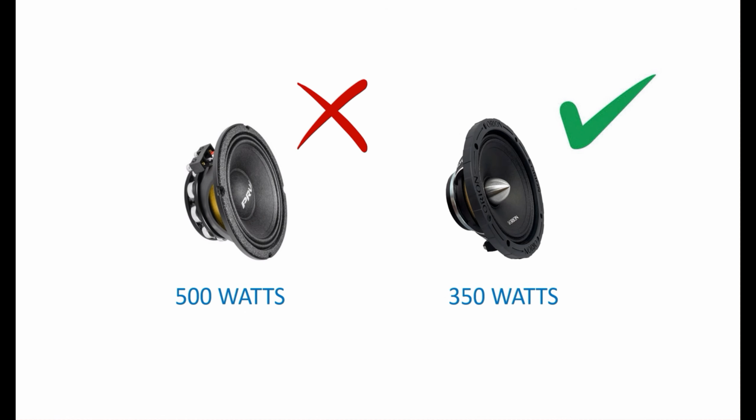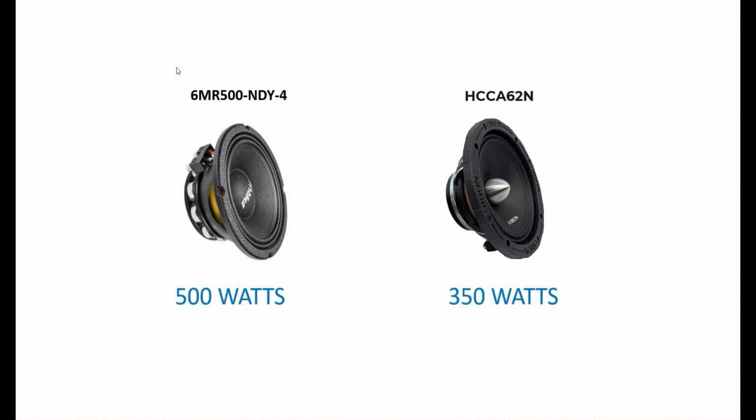Okay, so now that we've covered the major concepts around speaker wattage, let's go back to our original example where we had the two speakers, one at 500 watts and one at 300 watts. So these are our two candidates. We have candidate 6MR500-NDY-4 and our other candidate is HCCA62N. Like all good speakers, they have an alphanumeric name, but I'm just going to refer to them as speaker A and speaker B, right?